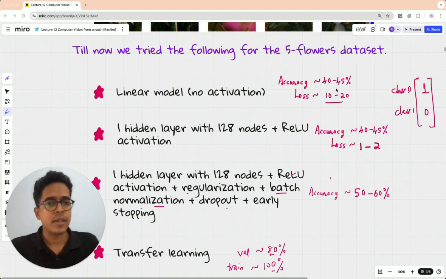Validation accuracy was 35-40%. Then we thought, okay, let's add a hidden layer with 128 nodes with ReLU activation. It did not change the accuracy much, but it decreased the loss by an order of magnitude.